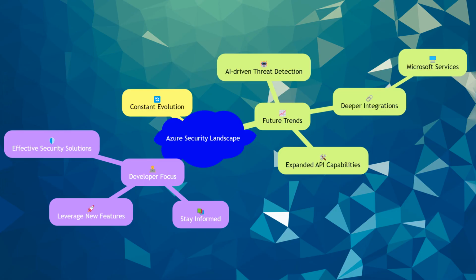The landscape of Azure security is constantly evolving, and Microsoft Graph is at the forefront of these changes. Future trends include enhanced AI-driven threat detection, deeper integrations with other Microsoft services, and expanded API capabilities. Developers should stay informed about these developments to leverage new features and capabilities, ensuring that their security solutions remain cutting-edge and effective in addressing emerging threats.